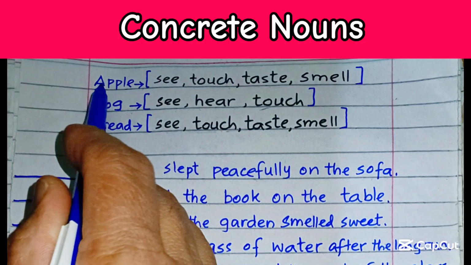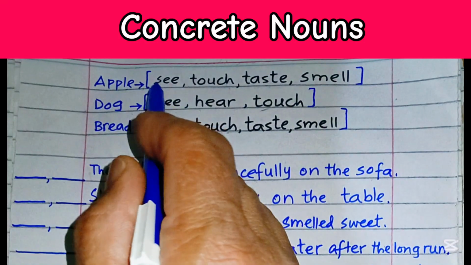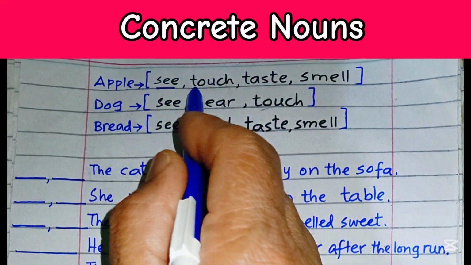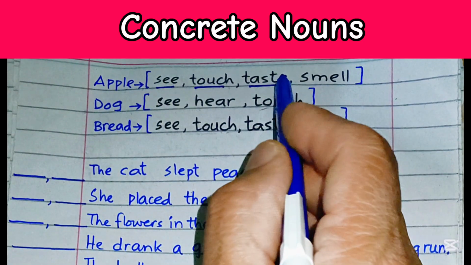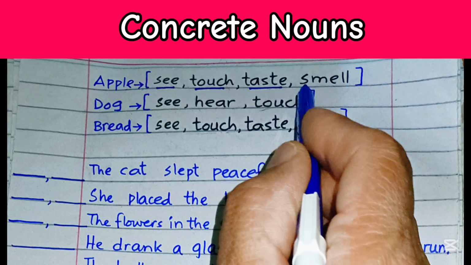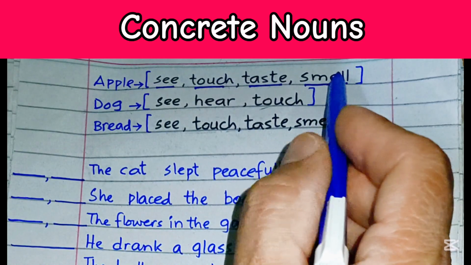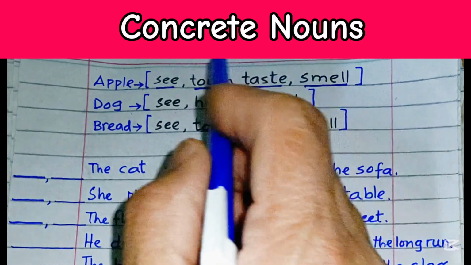Let's take the example of apple. We can see an apple, we can touch an apple, we can taste it after eating an apple, and there is always going to be the smell an apple has.